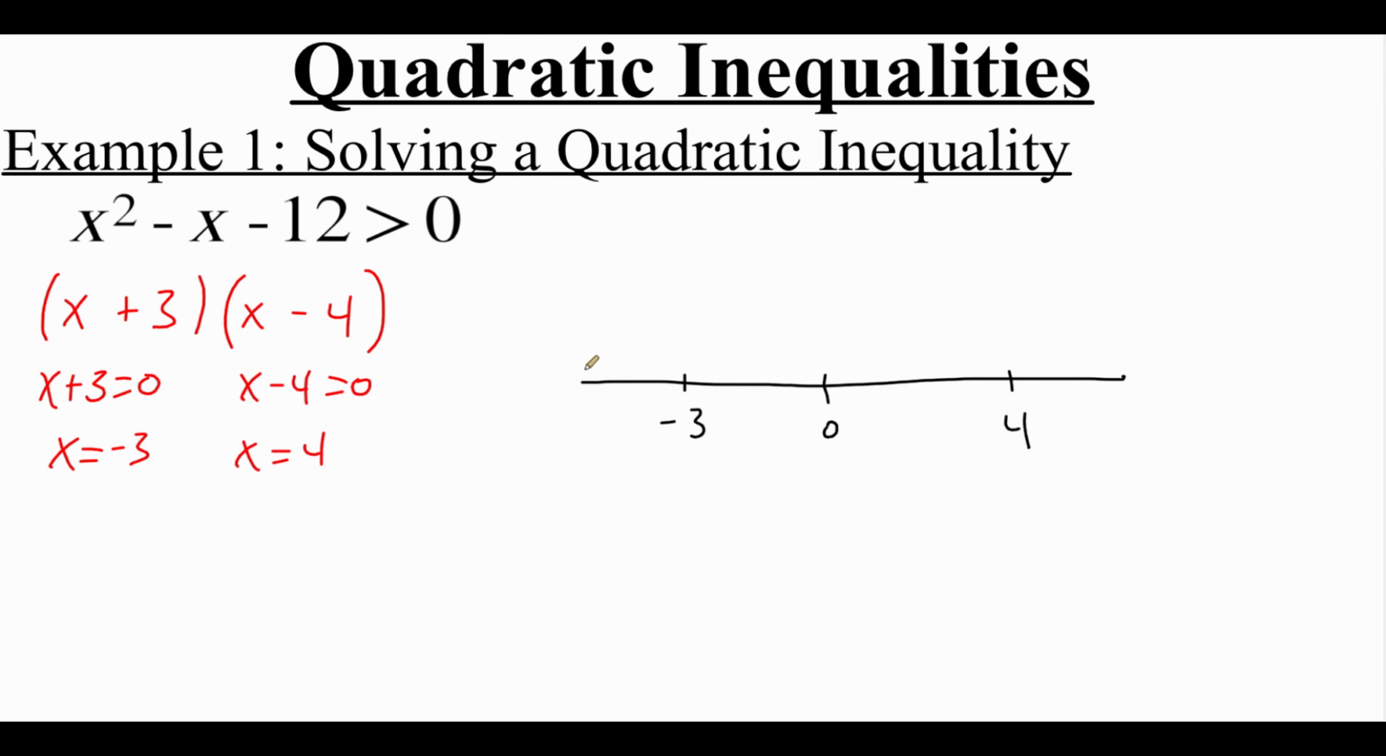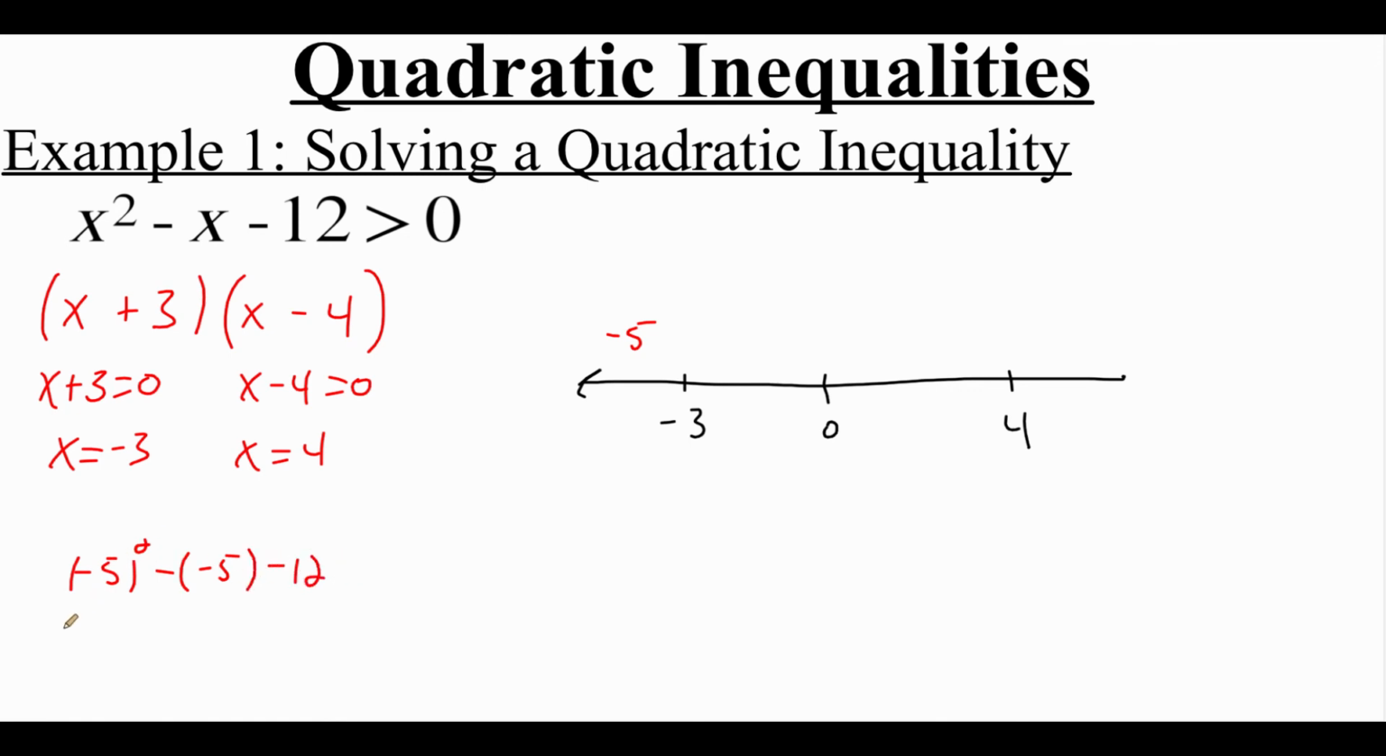So the first interval that we've got on the left-hand side is all of the things that are smaller than negative 3. So what we want to do there is pick out a test value from that interval, so something smaller than negative 3. So we could use maybe negative 5. Then what we're going to do with that negative 5 is plug that back into our inequality on the left-hand side to see what kind of answer we get. So we would take negative 5, square it, minus negative 5, and then minus 12.